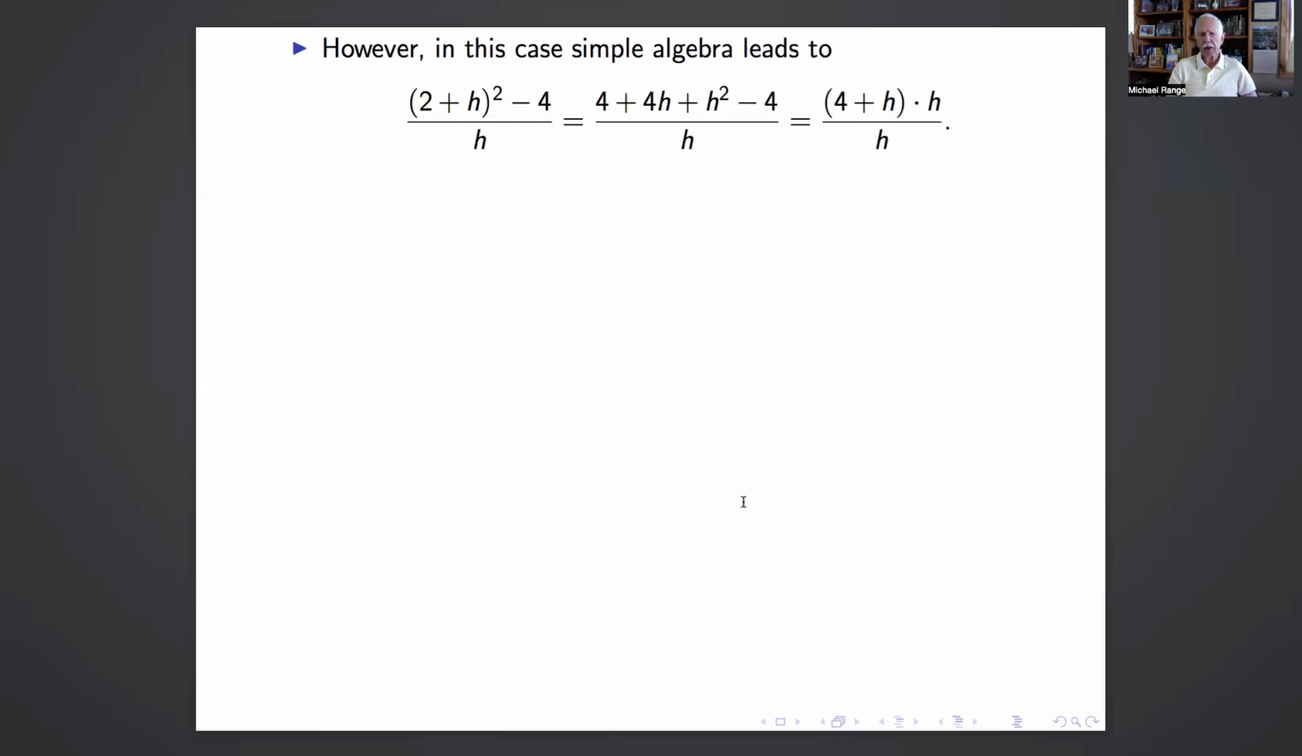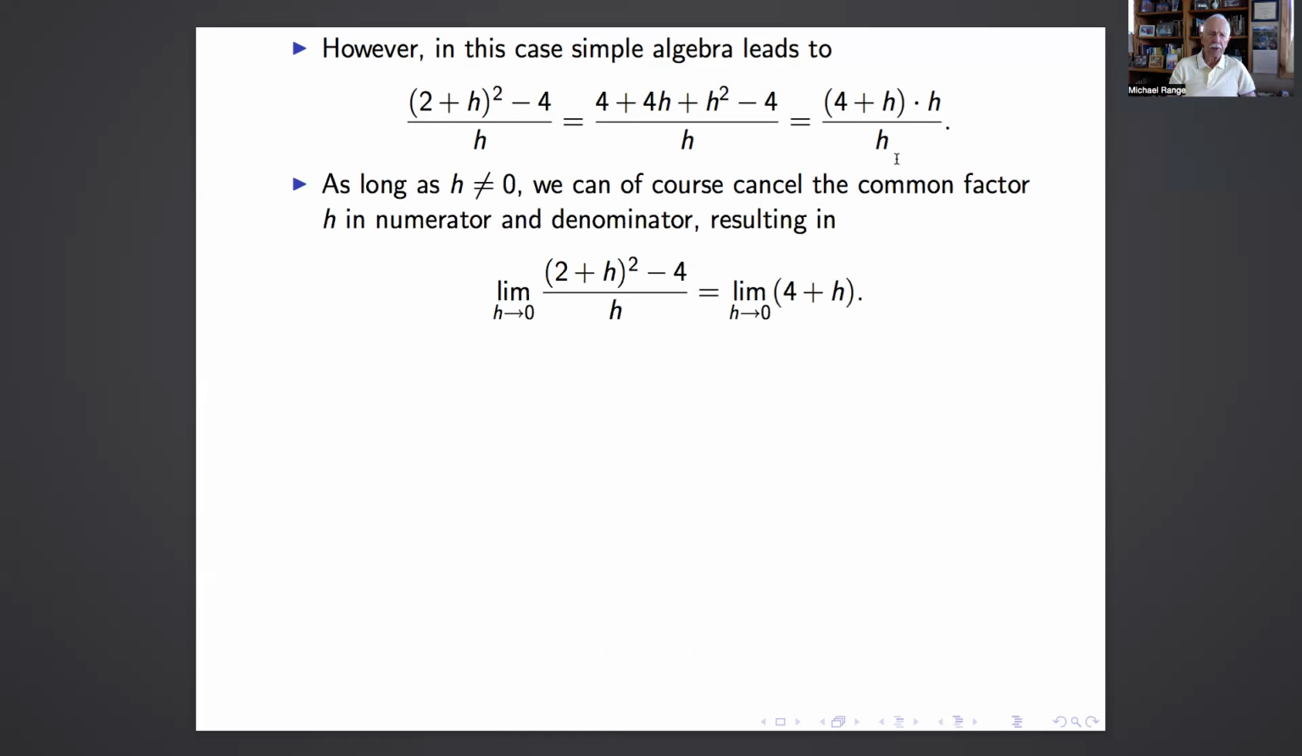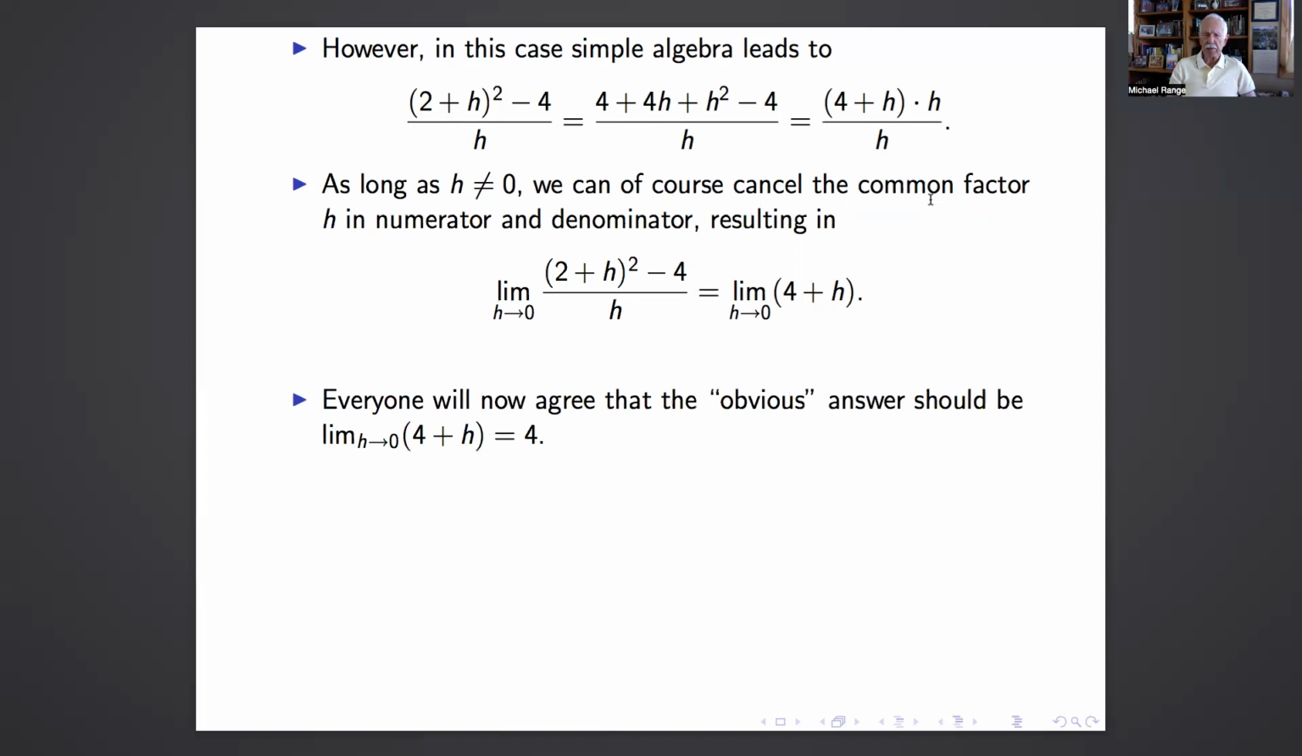However, in this case, simple algebra leads to calculating this expression and simplifying it. At the end, you get (4 plus h) times h, divided by h, where if h is different from 0, you can cancel the common factor h in numerator and denominator. So the final answer results in the somewhat complicated limit expression that we had looked at in the beginning turning into simply the limit of 4 plus h as h goes to 0. Everyone will now agree that the obvious answer should be that this limit is equal to 4.